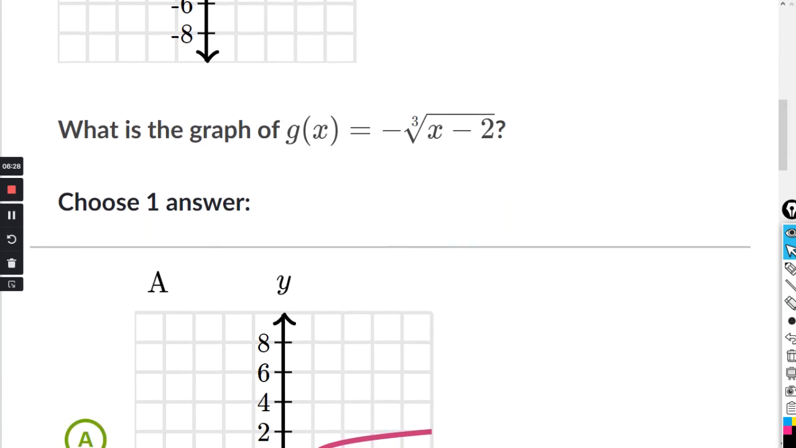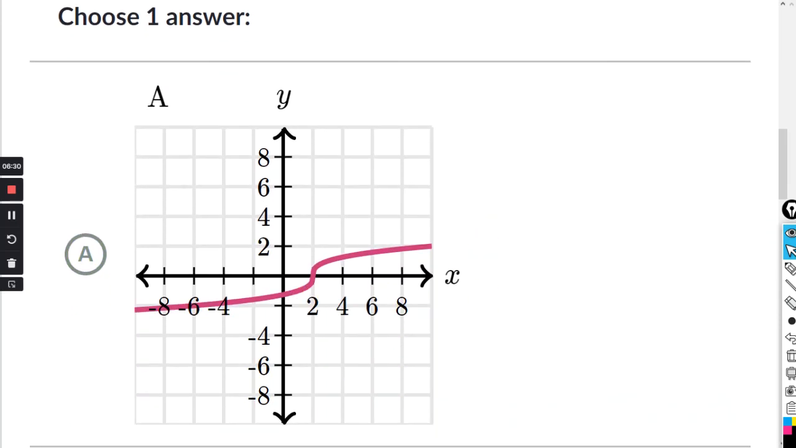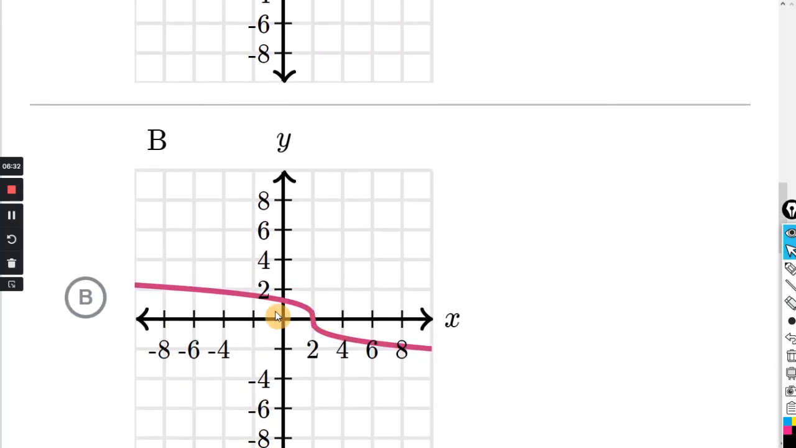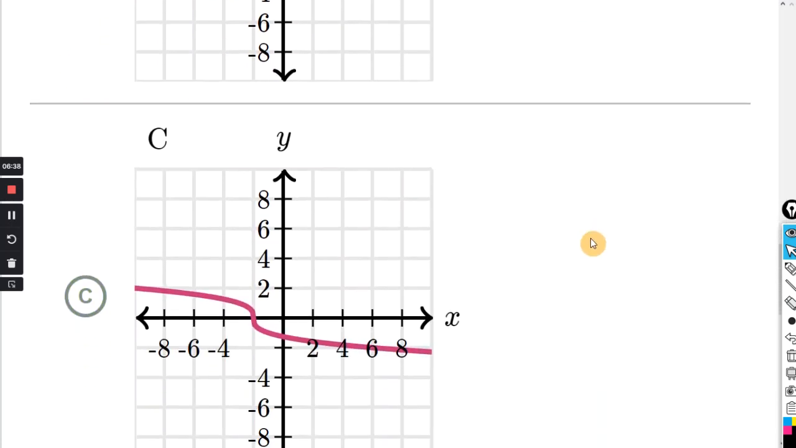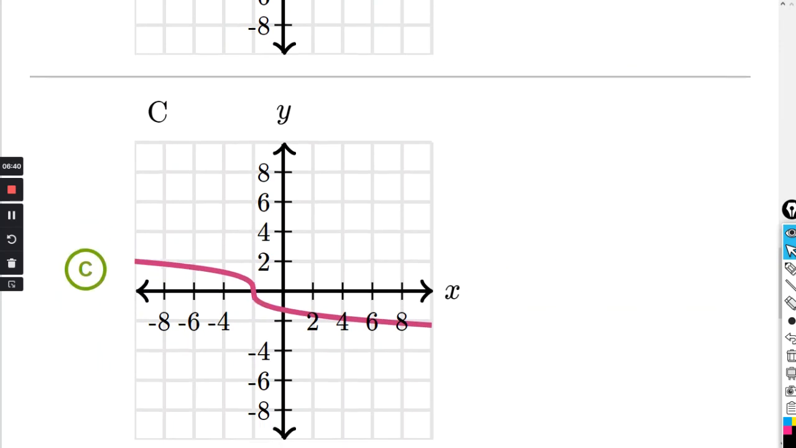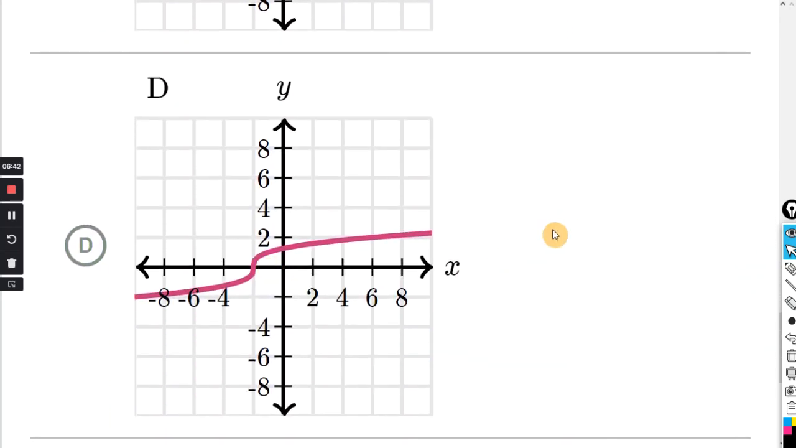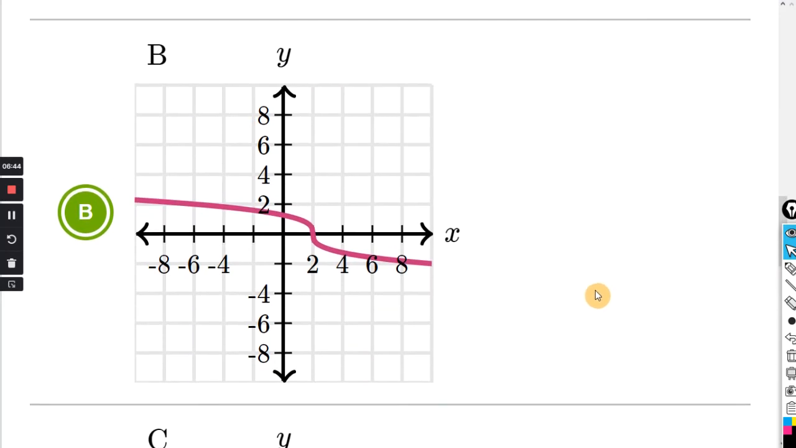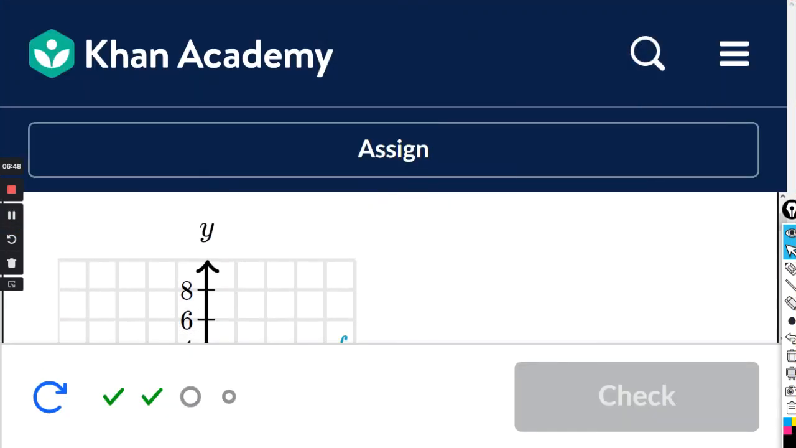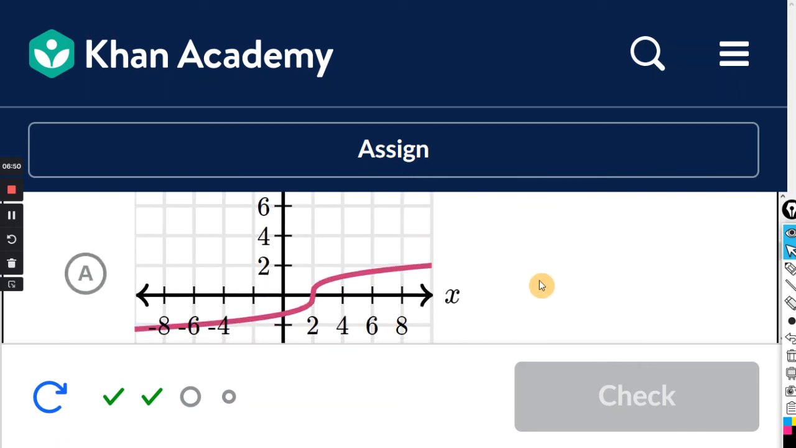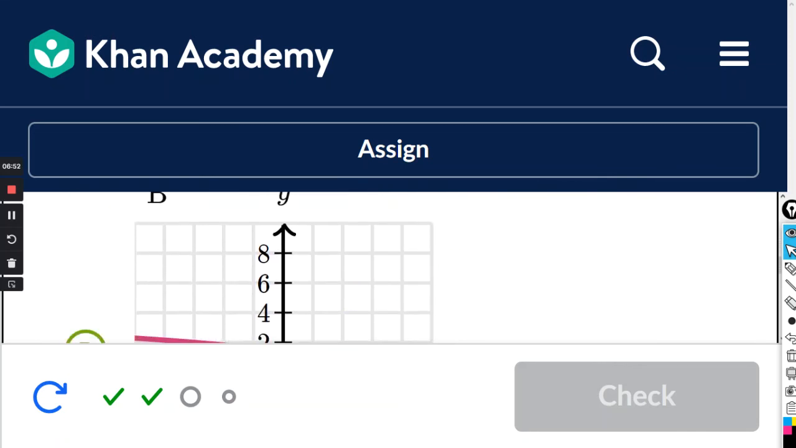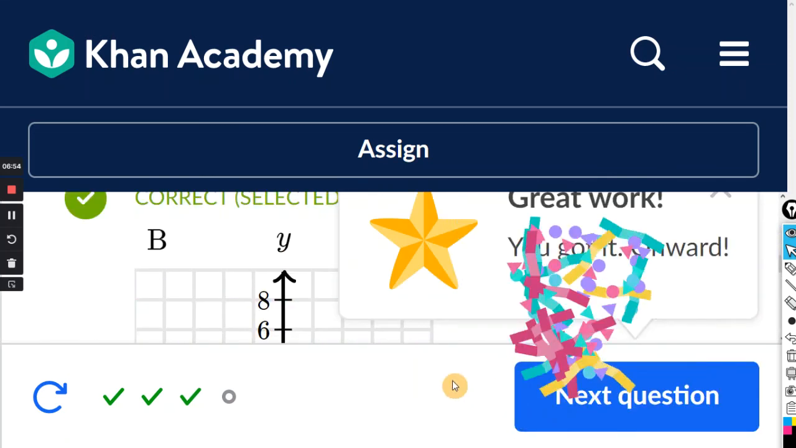All right, going to the choices. No. Yes, this looks correct. Starts top left, passes through 2. Let's make sure. Answer C is at negative 2, and answer D is at negative 2. So it's definitely answer B. So if you just pick answer B, that's it.